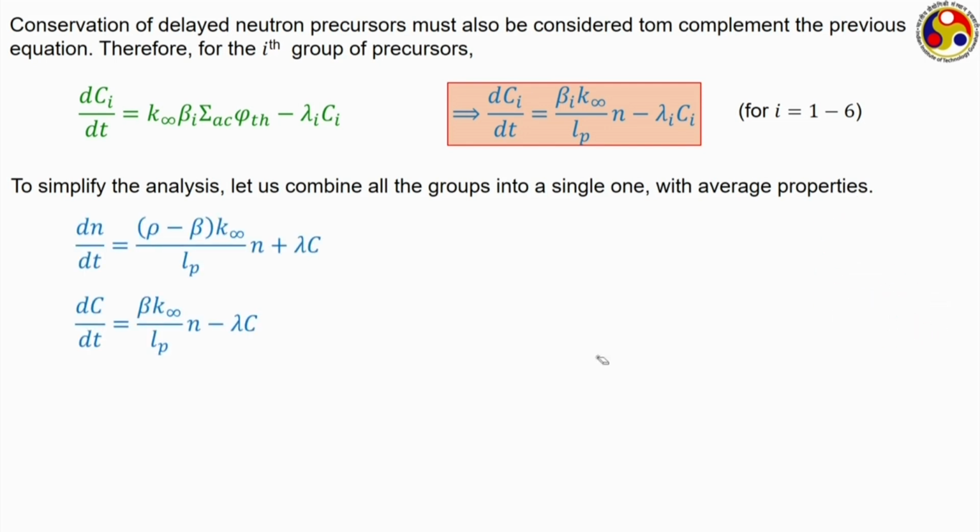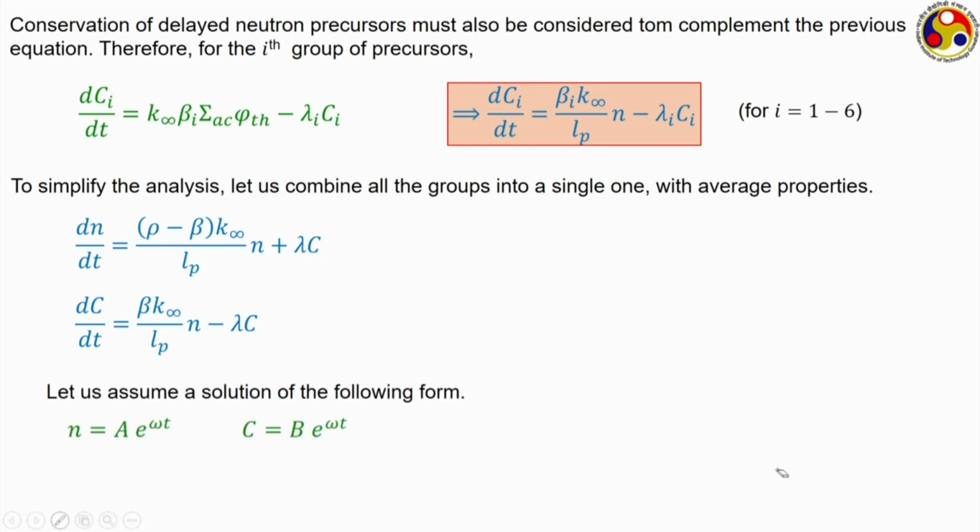So, these are the 2 equations. Note the change here. This is the change where instead of the summation we are writing lambda times C, where lambda is the average decay constant for all the delayed neutron groups together, and C is their concentration, and the second equation is the counterpart of this one. Now, we assume a solution of this particular form, n equal to a times e to the power omega t, and C equal to b times e to the power omega t. Here a and b are 2 coefficients and omega is the parameter which we are looking to identify.